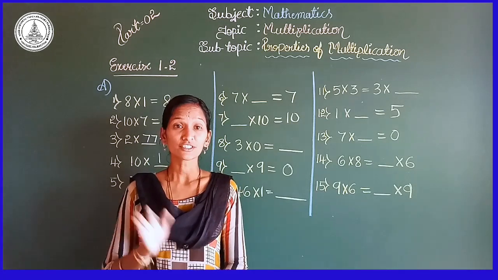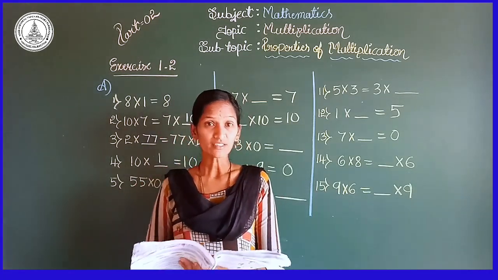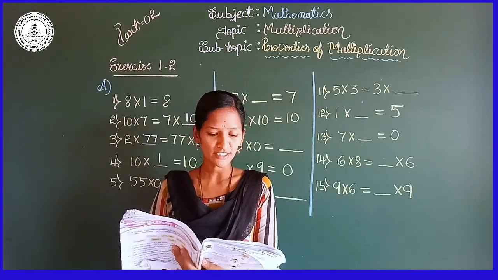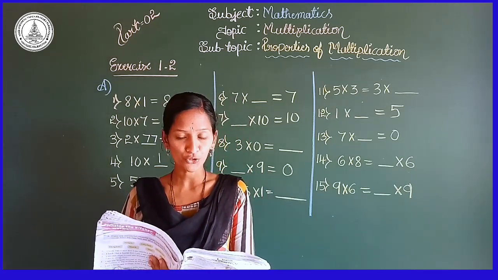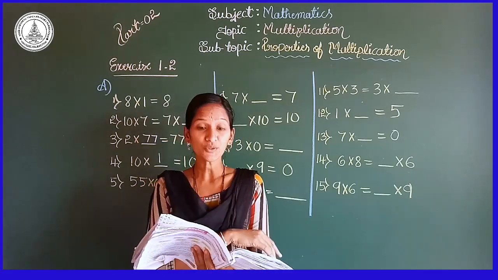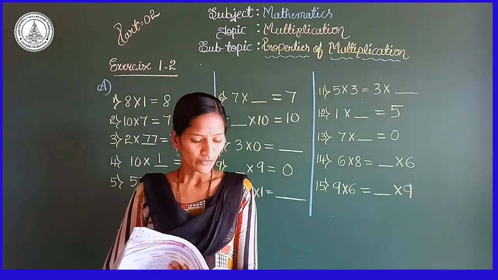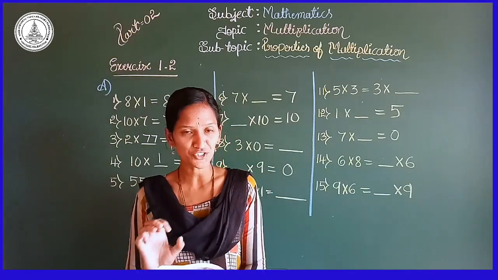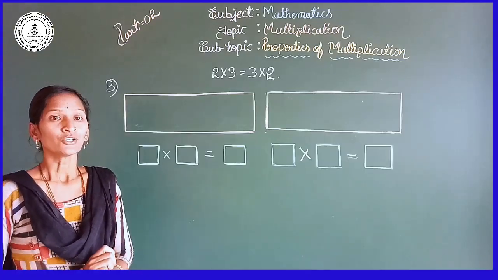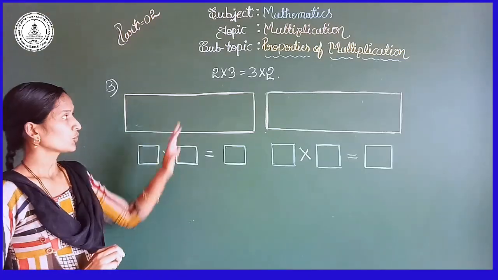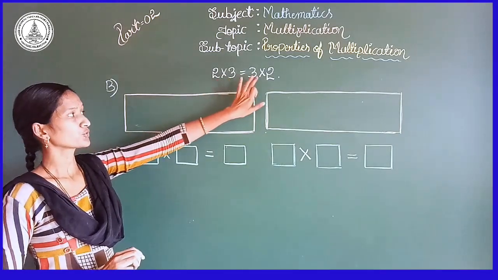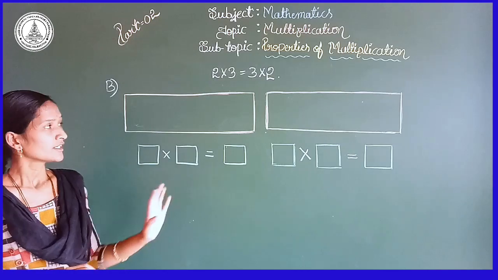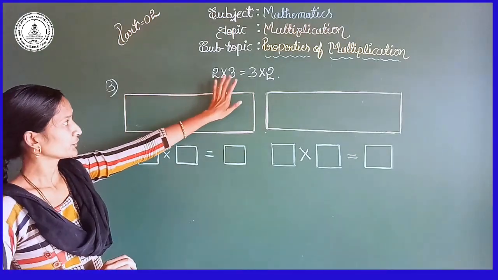So my dear students, now come to the B main. I am reading the headline. Listen here. Draw sets of balls in the given 2 boxes to show 2 into 3 is equal to 3 into 2, and write the multiplication fact for each picture. My dear students, here you have to show 2 into 3 is equal to 3 into 2 by drawing the balls. Right? Come to the first one, 2 into 3.